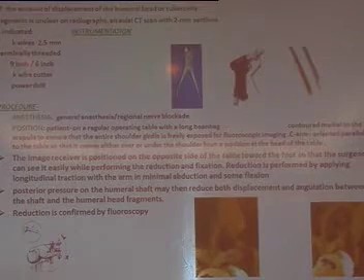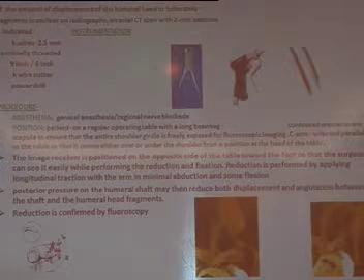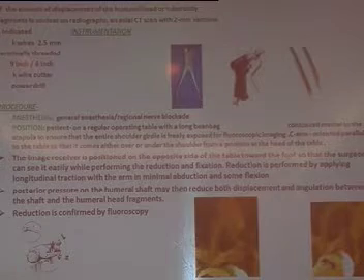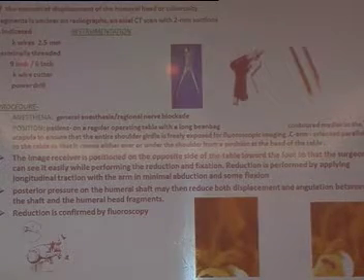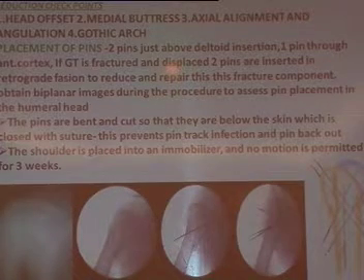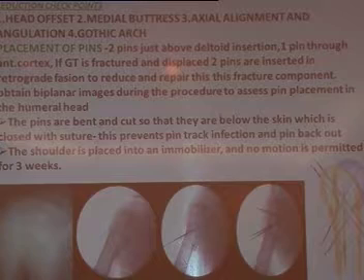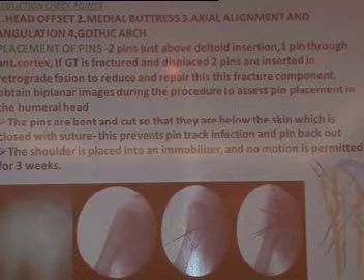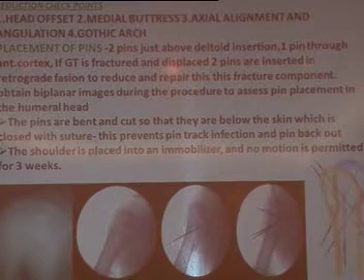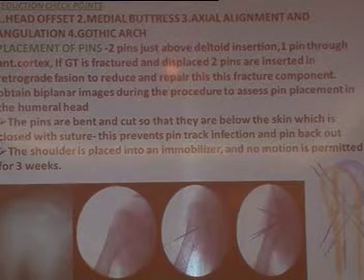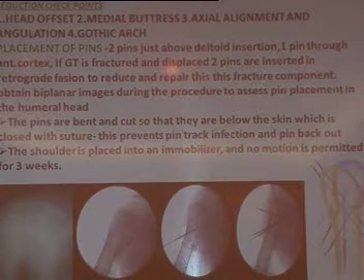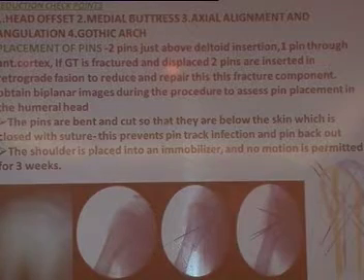In the reduction technique, in the supine position, give longitudinal traction, reduce the fracture and see it in the image intensifier. Then check for head offset, medial buttress, axial alignment, angulation and Gothic arch. For placement of the pins, 2 pins are placed just above the deltoid insertion and 1 pin through the anterior cortex. If the greater tuberosity is fractured and displaced, then add 2 more pins in a retrograde fashion. The pins are bent and cut so that they cannot fall back or migrate inside.